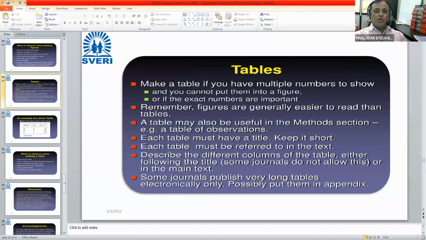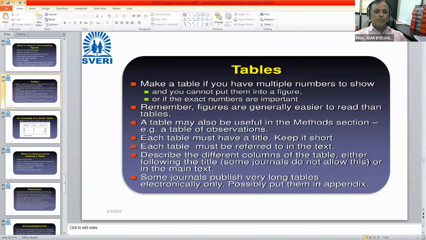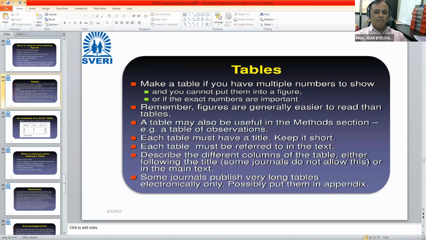Then the table caption is always written above the table. Make a table if you have multiple numbers to show and you cannot put them into a figure, or if exact numbers are important. Figures are generally easier to read than tables. A table may be useful in the methods section, a table of observations. Each table must have a title. Keep it short. Each table must be referred to in the text.